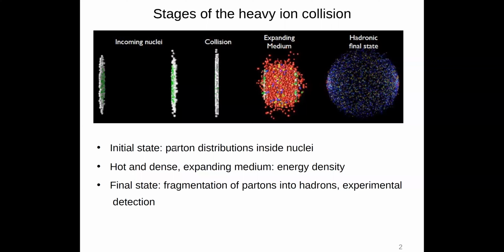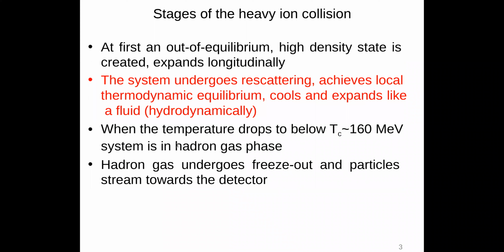In the final state, the hadrons are formed from the fragmentation of particles, and these hadrons freely stream to our detector and you detect them experimentally. So this is more or less the different steps of the heavy ion collision.